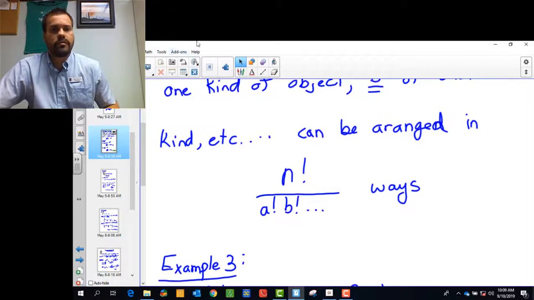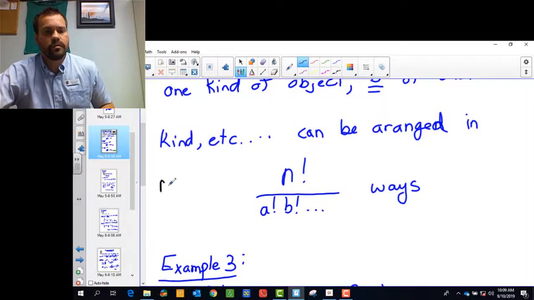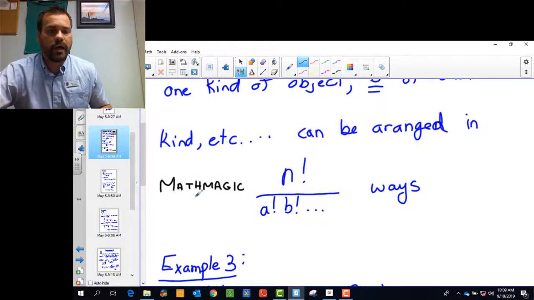Actually, let's do something a little bit smaller. We'll just do math magic. So this is a new term I've coined, math magic. But imagine I want to say how many ways can I rearrange these letters? So first of all, there's 1, 2, 3, 4, 5, 6, 7, 8, 9 letters. So N is 9 because there's 9 total letters.